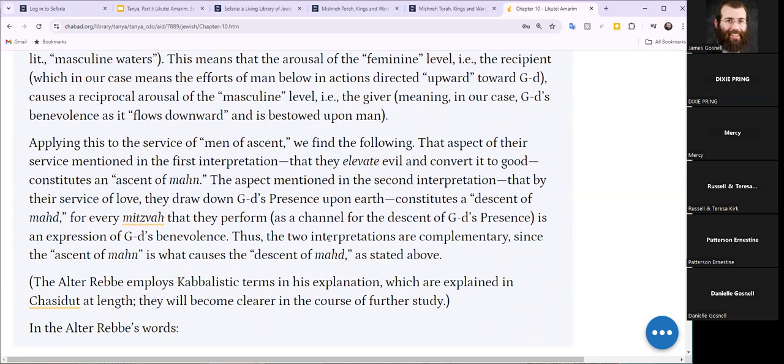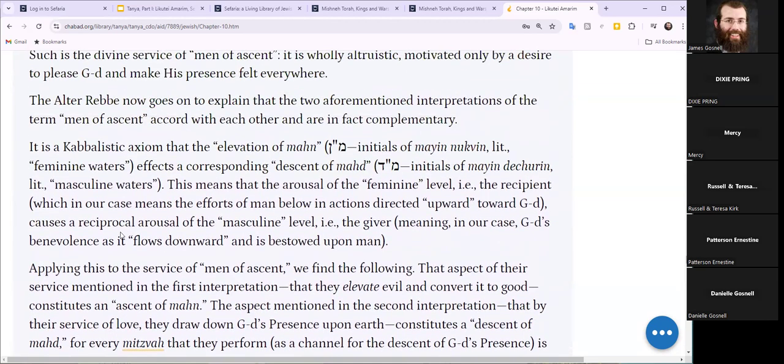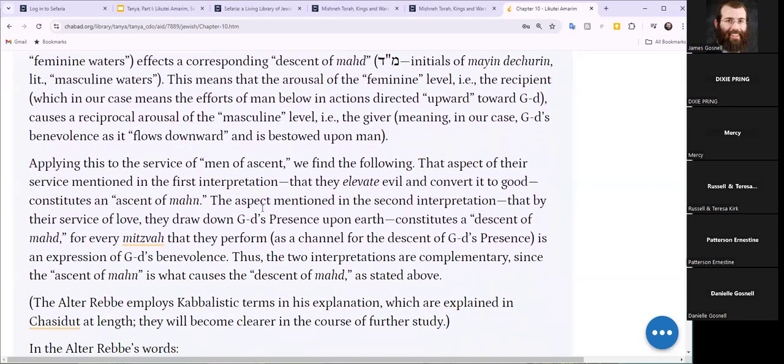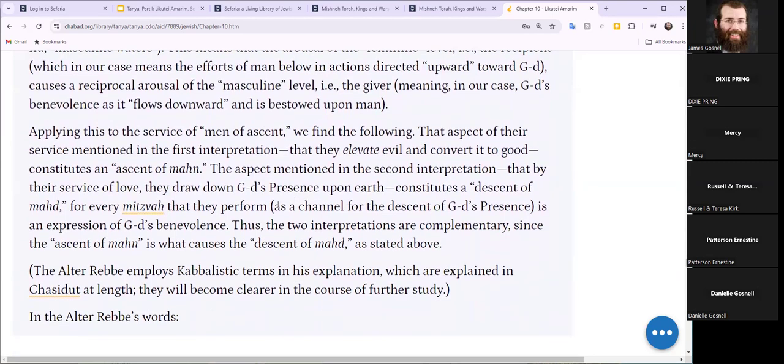Wow, so this is saying that those men are initiating this, right? Right. You have to have stimulation from below first. Right. Or, you know. Yeah.